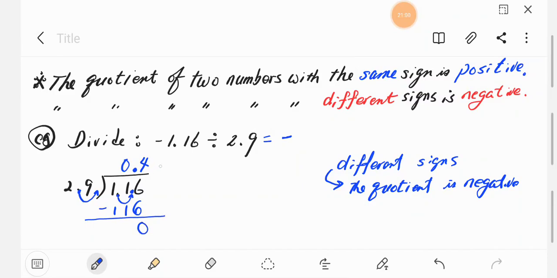So this is the answer, right? But there is a negative sign, right? One negative, one positive. So different signs, so the result will be negative. So the answer will be negative 0.4. Make sense?